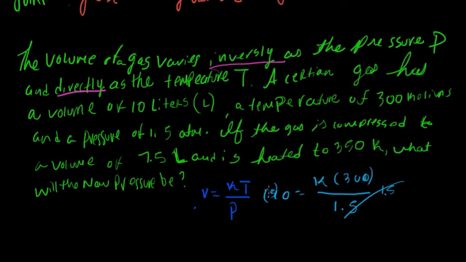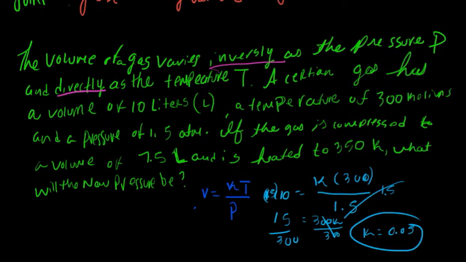Then we're left with 1.5 times 10, which we already know is going to be 15 because we just moved the decimal place over one time. So 15 is equal to 300K. Now we can divide both sides by 300 in order to isolate K. We get 15 divided by 300, and K is equal to 0.05 because the 300s cancel.